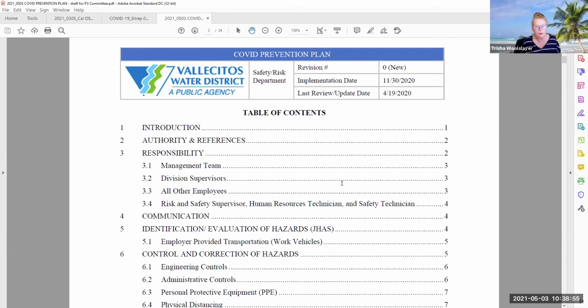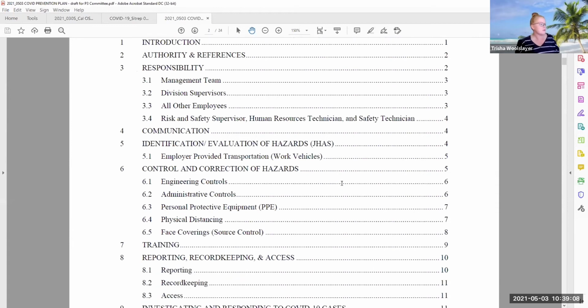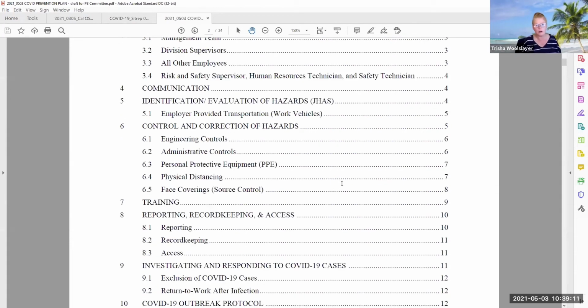Communication was obviously super important during COVID because things were changing all the time. We have an internet and intranet page, and that's really how we pushed everything out in a central location, although we also used email. Then it goes into the details of how we are controlling the hazards associated with COVID. So, prevention measures: wear your face covering, keep your distance, et cetera. Engineering controls like plexiglass partitions in some cases.